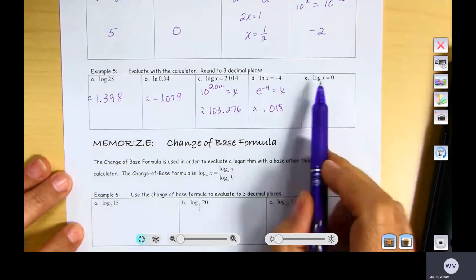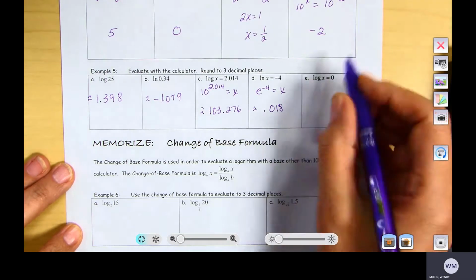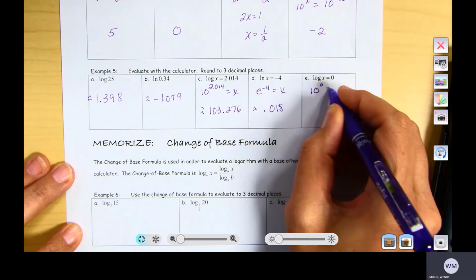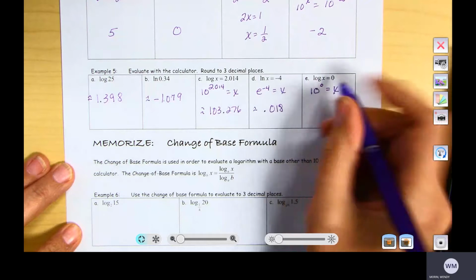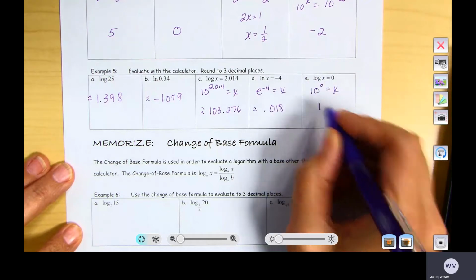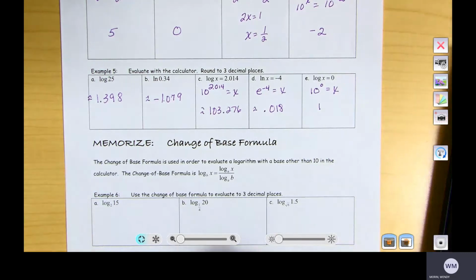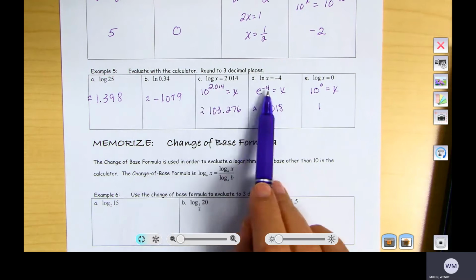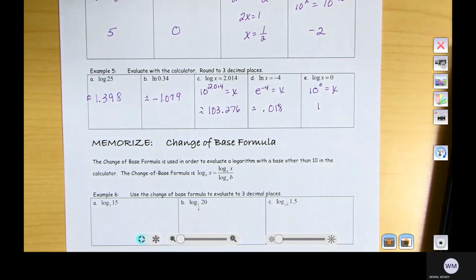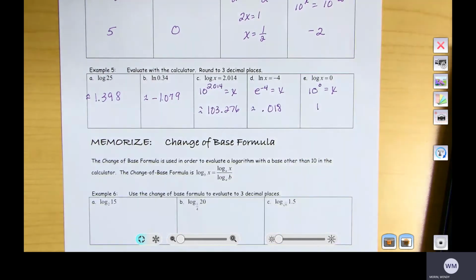Okay, next one. To solve a log equation, you change it to exponential form. So 10 to the 0 equals x, and we don't really need a calculator for this one. So 10 to the 0 is just 1. 3 decimal places if you want, 0.000. Okay? So those are calculator problems, but the log equations require exponential form. They require work. These do not require work. These do.